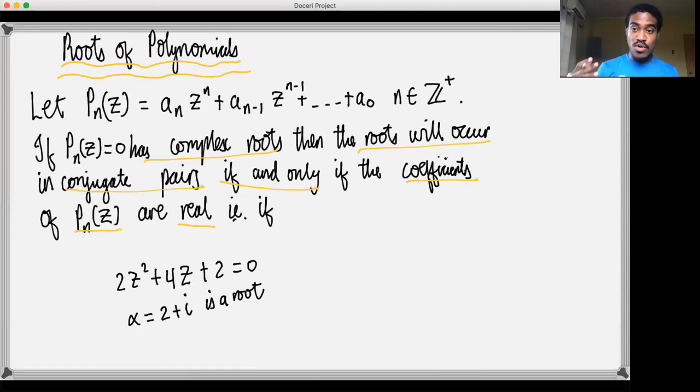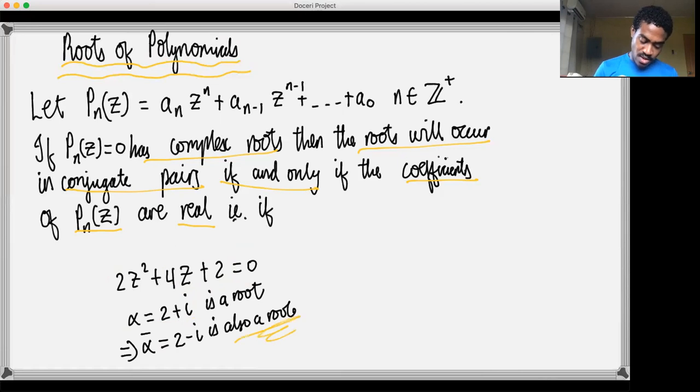If that is the root, what the rule here is saying is, because this is a root of this polynomial, and the polynomial has real coefficients, the 2, 4, and the 2 here are real, then the roots should occur in conjugate pairs based off of this rule. So it implies that alpha bar, which is 2 minus i, is also a root. That's basically the rule that you need to make sure you know.